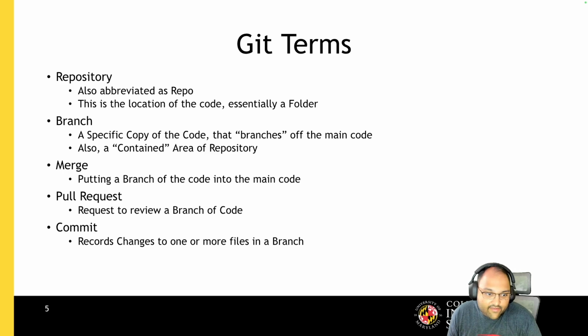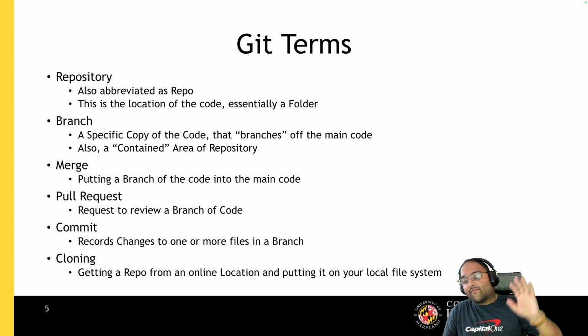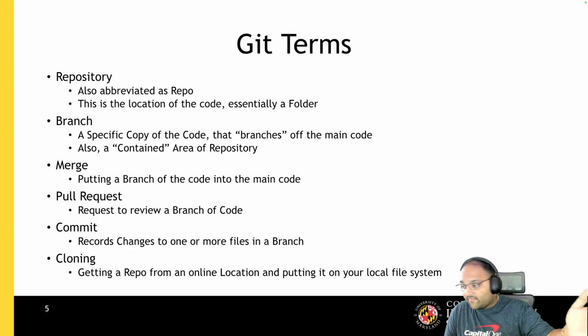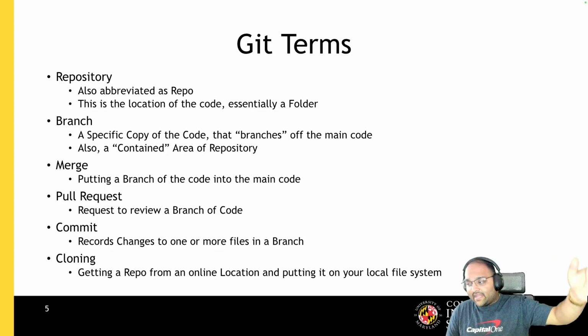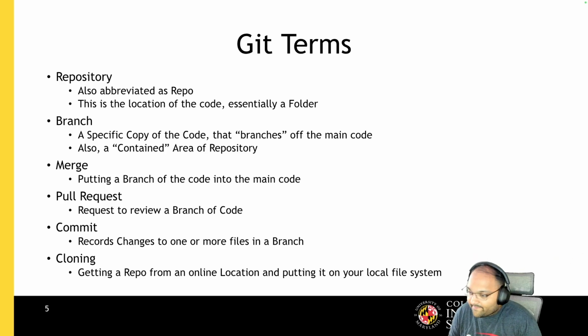Then there's commit. A commit is basically what records your changes to one or more files in a branch, right? And then cloning. Cloning basically means getting a repo from an online location and making a copy of it on your local file system, right? This online location would be like GitHub, Bitbucket, GitLab, one of those. All right, so let's go on.